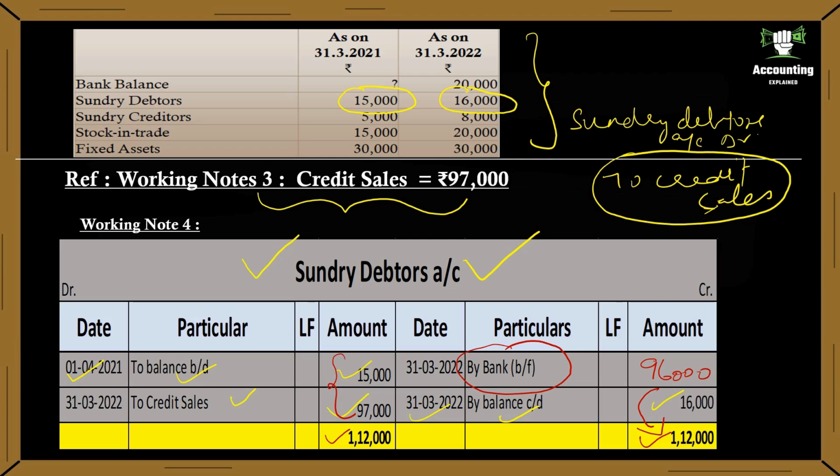I have uploaded 4 videos on incomplete records. In the introduction, I have given how to calculate opening capital, closing capital, everything I have done there. Even an easy question I have solved in the previous videos. I'll be sharing the link in the description box. You can go through those videos for a better understanding.